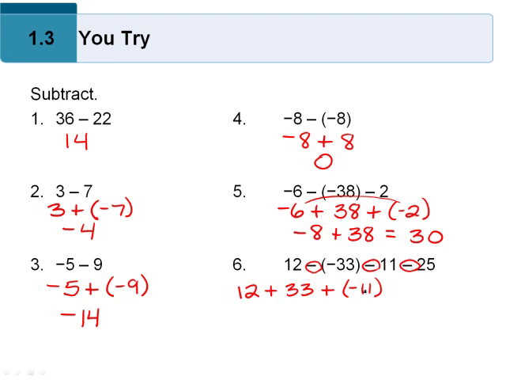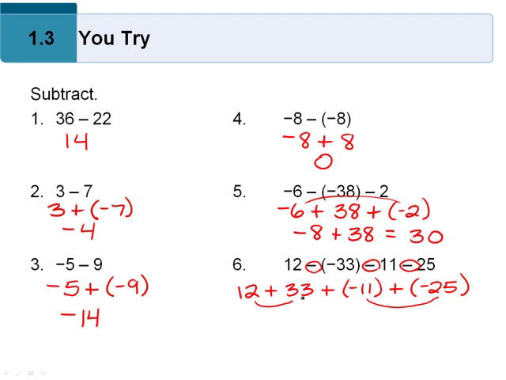Okay, so now negative 11 is our keep. Change it to addition, and the opposite of 25 would become negative 25. Okay, so now let's look at our problem. The first two numbers are positive, and the last two numbers are negative, so that worked out kind of nice. We're going to add the two sets of numbers.